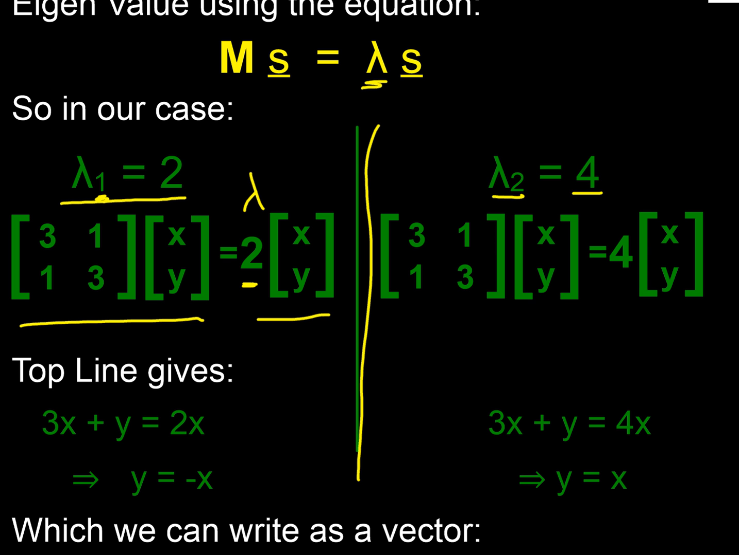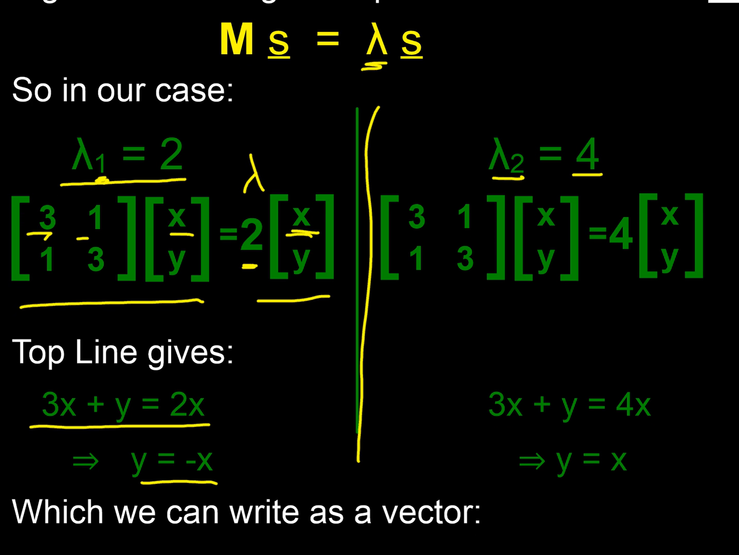If I just look at the top line of this, because in effect what we've done is turn this simultaneous equation into the same equations. Our top line, we'd have 3x plus y equals 2x, yeah, looking along the line here. Therefore, I can write that out: 3x plus y equals 2x. If we rearrange that, we find that y equals minus x.